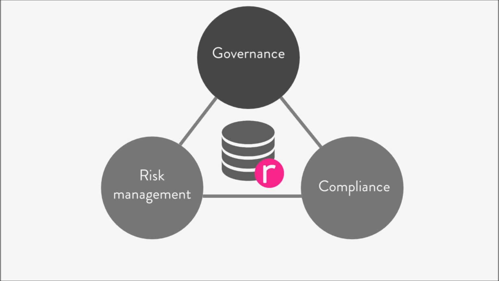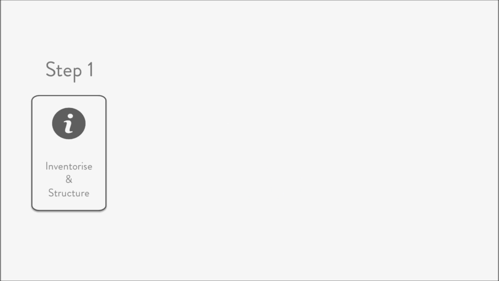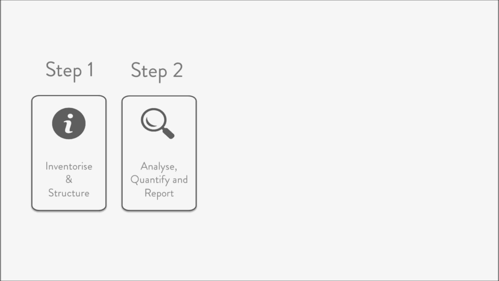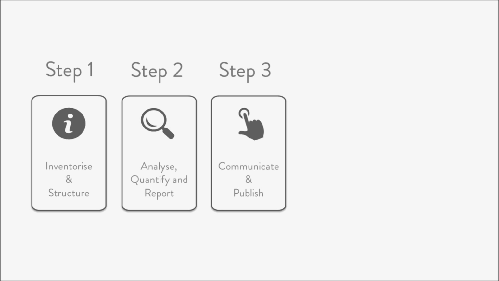Let's take a look at the steps we will go through to successfully embed GRC in the organization. First of all, you inventorize all information around processes, rules and regulations, policy, risk and management measures, and then structure this information and relate everything to each other using the Mavim Rules application. Subsequently, you analyze, quantify and report on this information. When this has been done, you can communicate this information to the rest of the organization.